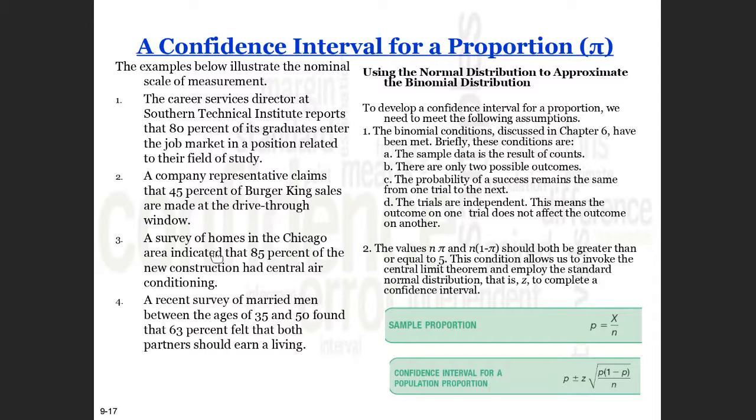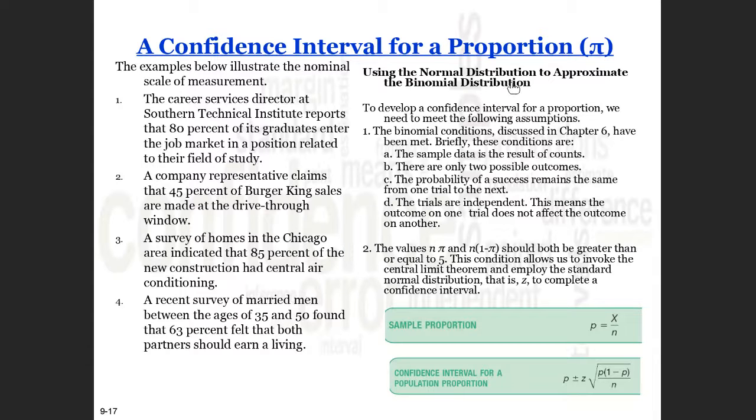The third example, a survey of homes in the Chicago area indicated that 85% of the new construction had central air conditioning. And the fourth example, a recent survey of married men between the ages of 35 and 50 found that 63% felt that both partners should earn a living.